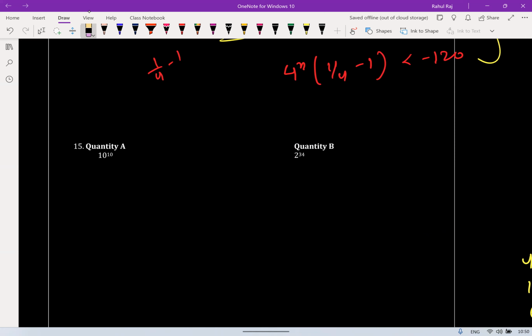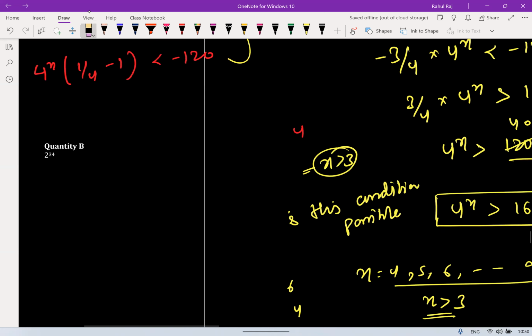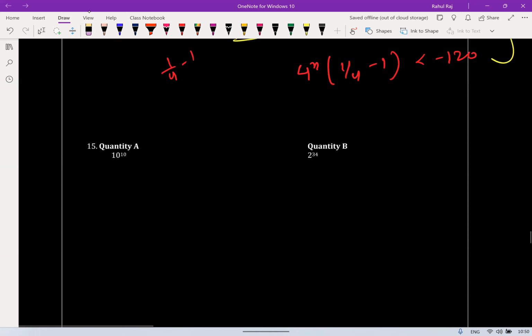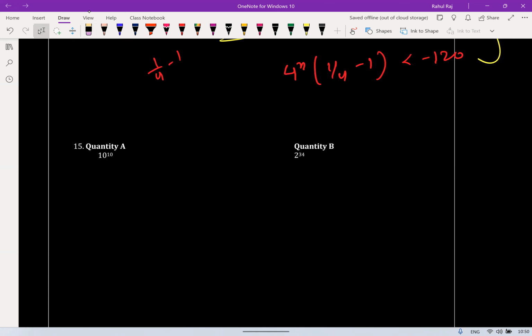How do you do this? What is the simplest way to solve this? There's 10 to the power 10 and 2 to the power 34. You have to compare the values. Simple, straightforward logic. You said they have a calculator. Yeah, but it might happen that they will.